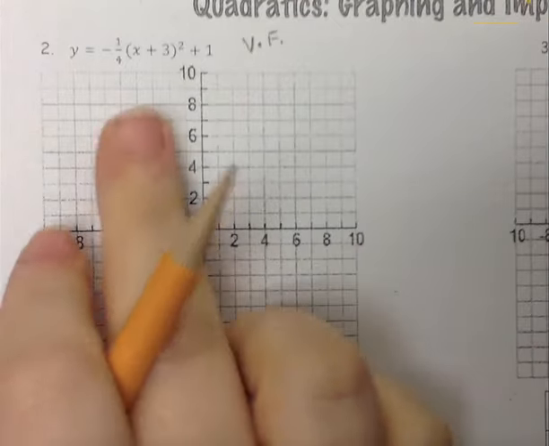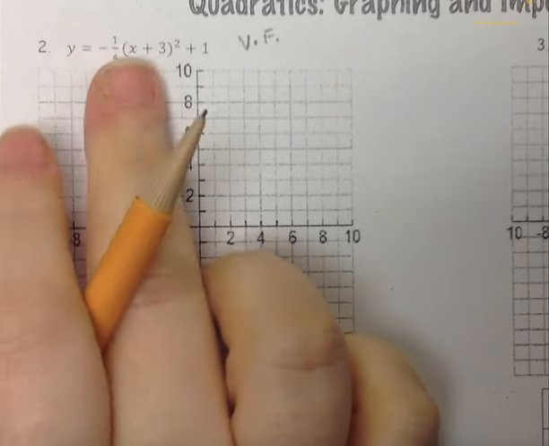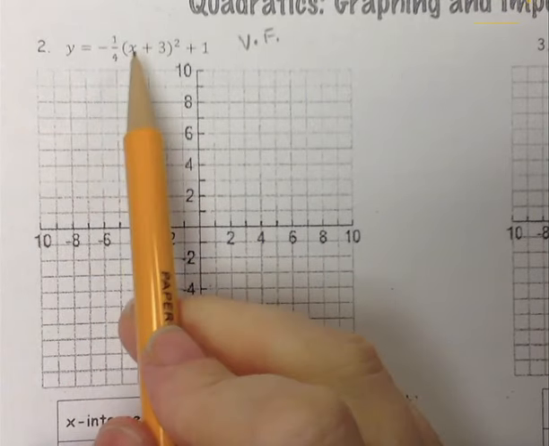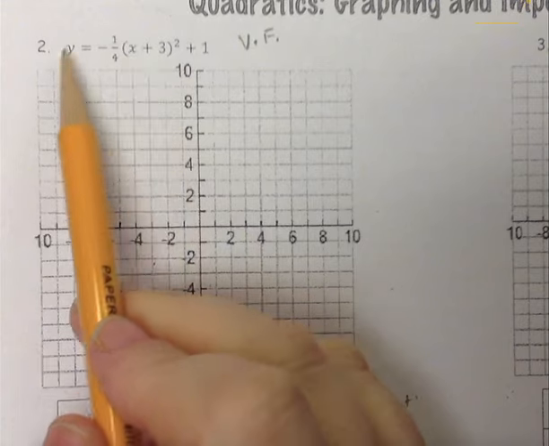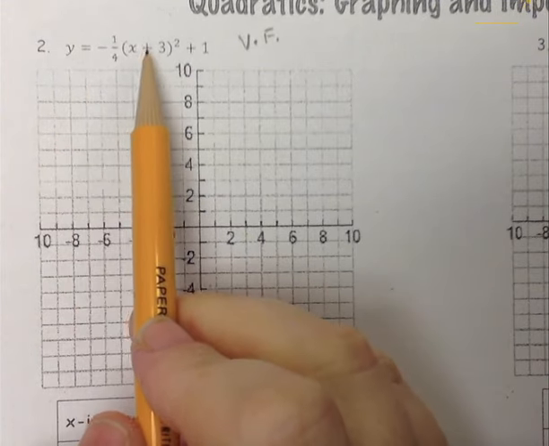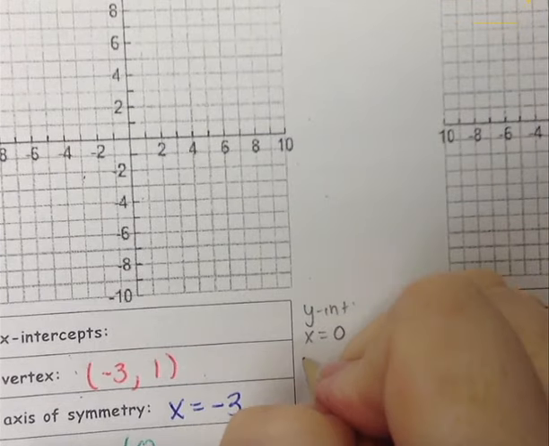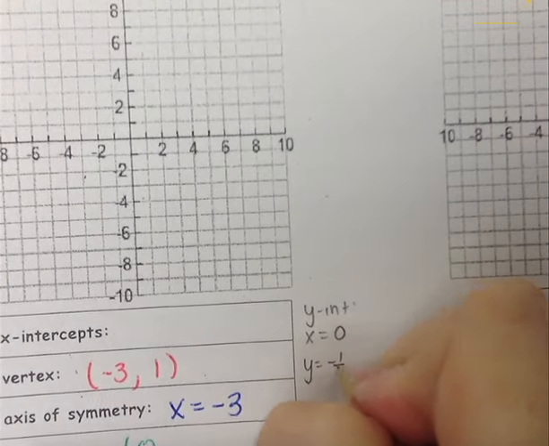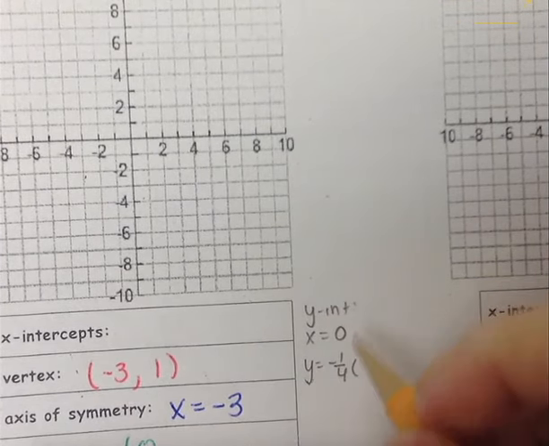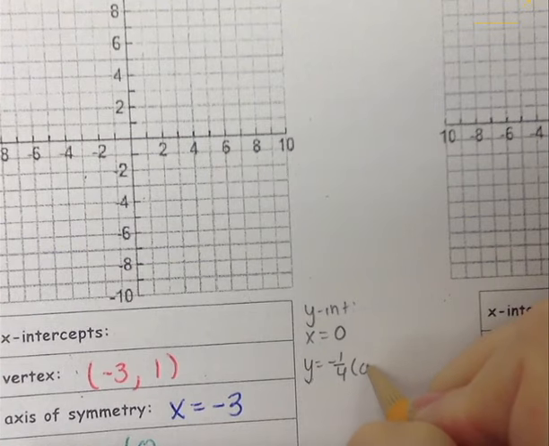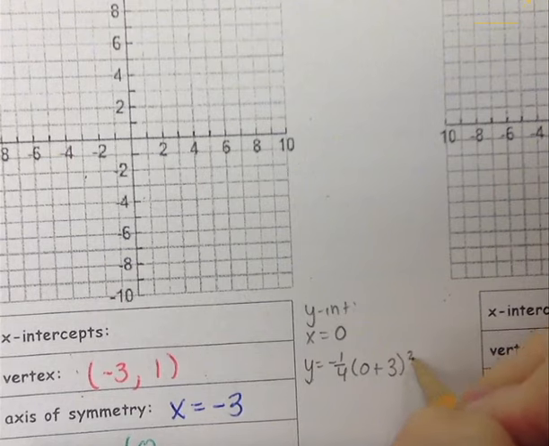We are given the original equation, which has a y and an x in it, but we'll know what that x value is because it's going to be 0. We need to find the y. So we can just plug in 0 for that x. So the y will equal -1/4 parentheses, 0 is going to go in for that x. So I'm going to put 0. Then we're going to keep everything else the same, +3 parentheses squared plus 1.